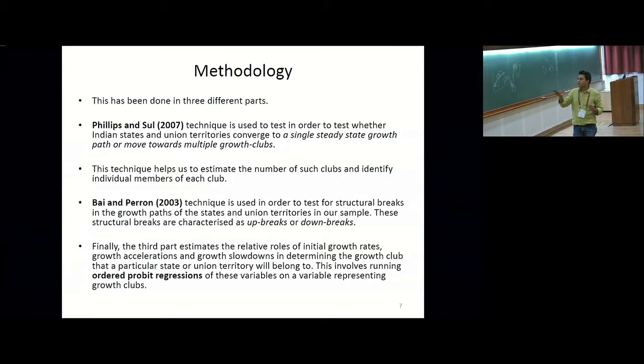And finally, we applied an ordered probit regression, where on the left-hand side we have taken an ordered, categorical variable, and the categories are basically the number of clubs identified in the first step using this Phillips-Sul method, and the right-hand side variables are coming from this Bai-Perron test, right?